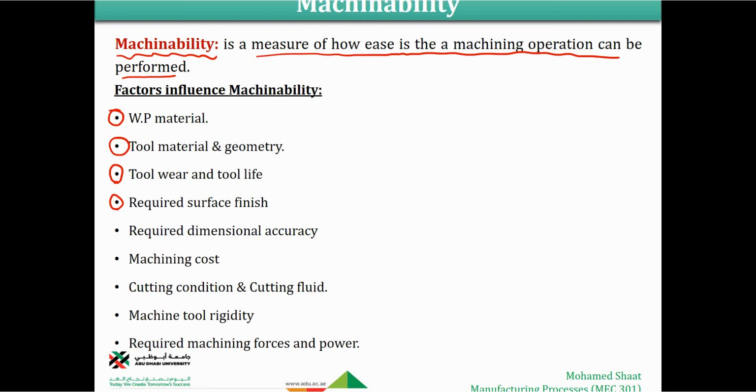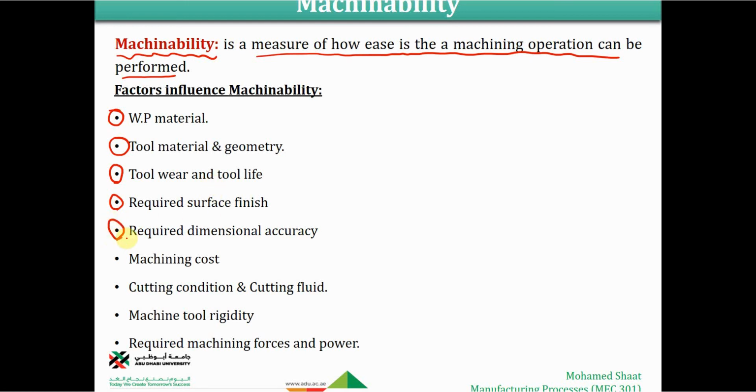Like the case of reaming in the drilling operation, as we discussed. We said that we open the hole using a twist drill. Then to finish the hole surface, we have to use a reamer. So we have to pay more. That's why, if we intend to have a finished surface, it means that the machinability will be low. But if we are not interested in the surface finish or the level of the surface finish, it is good machinability. Also, what is the required dimensional accuracy?